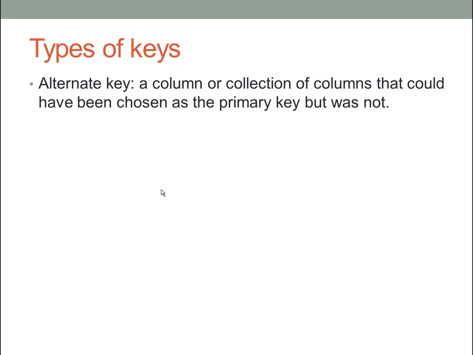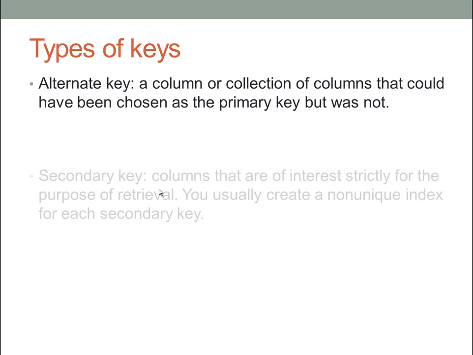A good example of this in what we just looked at would be the Social Security number. Social Security number is a unique identifier. We could have used it as the primary key in the employee table, but we chose to use the employee number instead. So Social Security number would be an alternate key in the employee table.